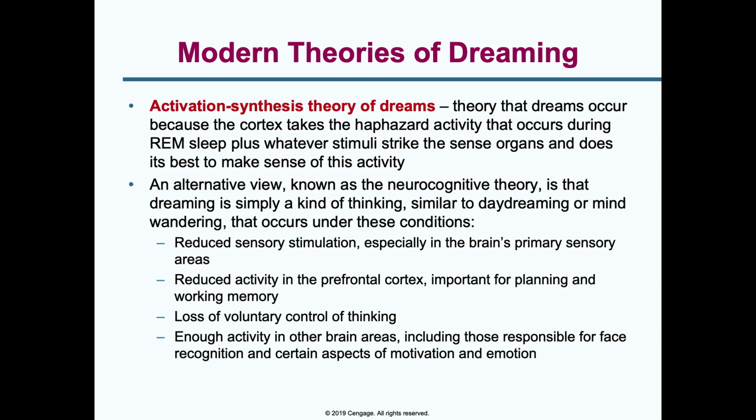So, a couple of things to remember here, in that there are certain conditions that lead to this neurocognitive theory of dreaming, where we actually have less sensory stimulation going on. We have reduced activity in the part of the brain called the prefrontal cortex. Okay, we often have a loss of voluntarily controlling our thinking. And then there's enough activity going on in other areas of our brain, where more things can be happening in the dream at once. Okay, so just some ideas related to the modern theories for dreaming.